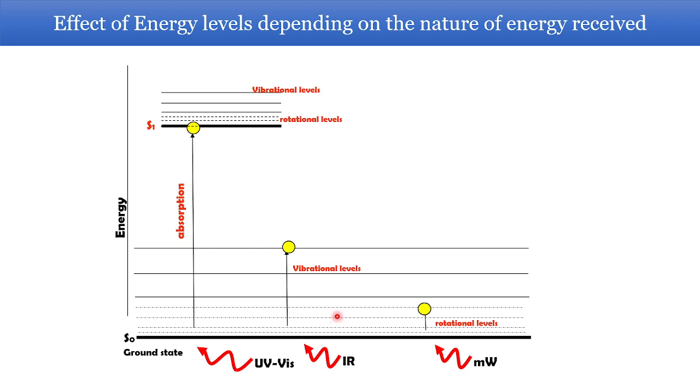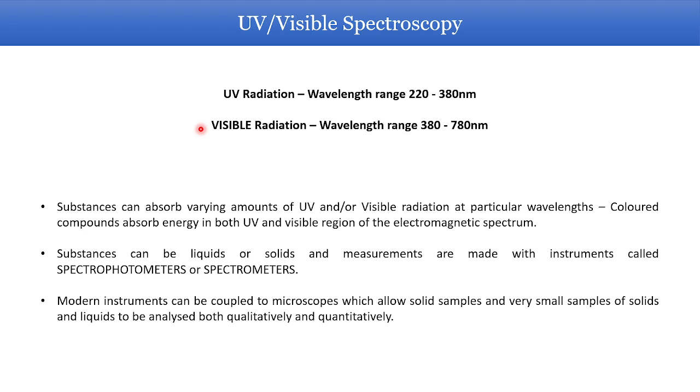A state has rotational levels and vibrational levels. For each state, like we have S0, S1, S2, say Sn, each state has rotational levels and vibrational levels. Microwaves move from the S0 ground state to the S0 rotational levels. IR moves from the S0 ground state to the vibrational levels of that particular S0 state. And for UV visible, it moves from the rotational level of the ground state to the excited state. So higher the energy, higher will be the excitation.